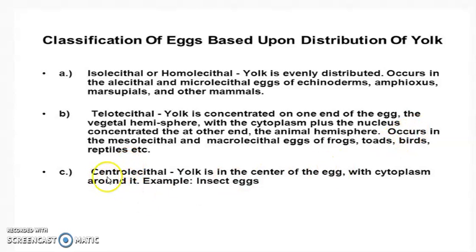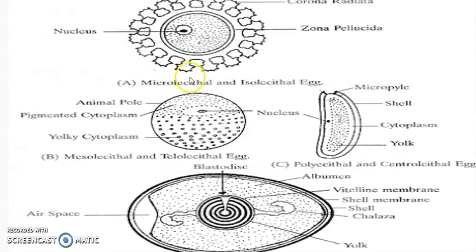And the last one is called centrolecithal. Centro means within the center, lecithal means yolk. These are the eggs that contain yolk present in the center of the egg. Such type of egg is present in insects.